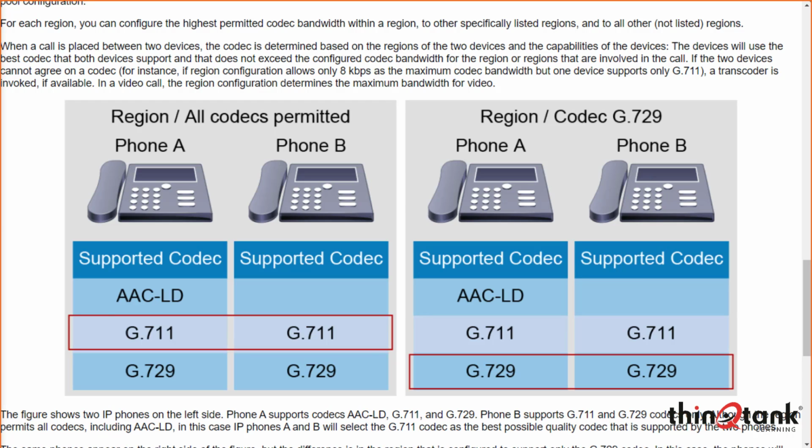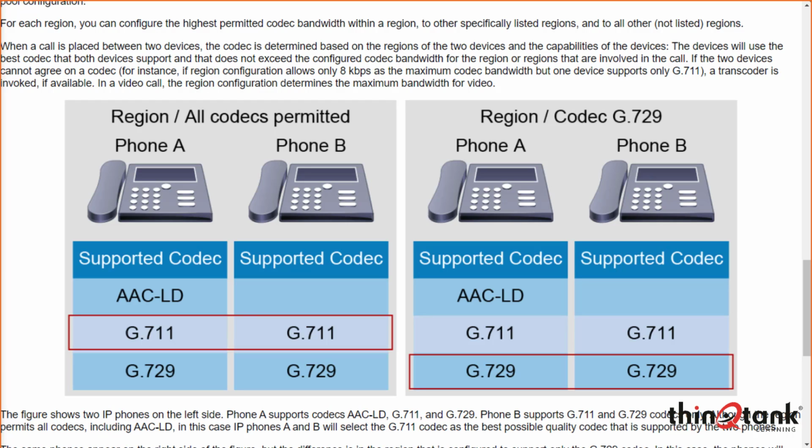All right, in this diagram here, we see two phones on the left. Phone A supports AACLD, G711, and G729. Phone B supports G711 and G729. The region permits all codecs, including AACLD, but because Phone A and Phone B have to select a common codec, they're going to select the best possible codec based on essentially the bandwidth and the mean opinion score. G711 has a higher mean opinion score. It's a higher quality codec, so both phones are going to go ahead and use that particular codec.